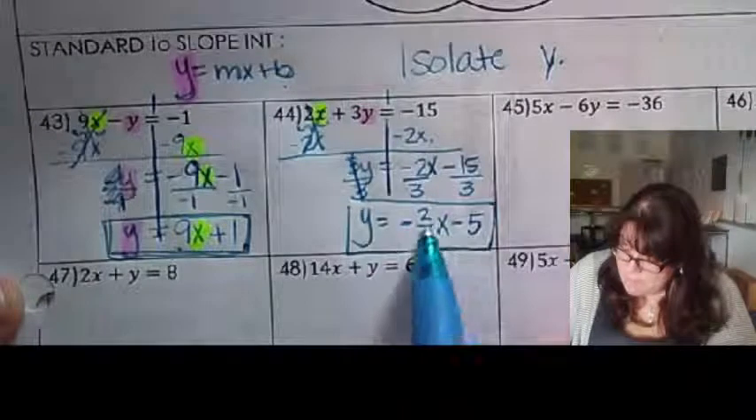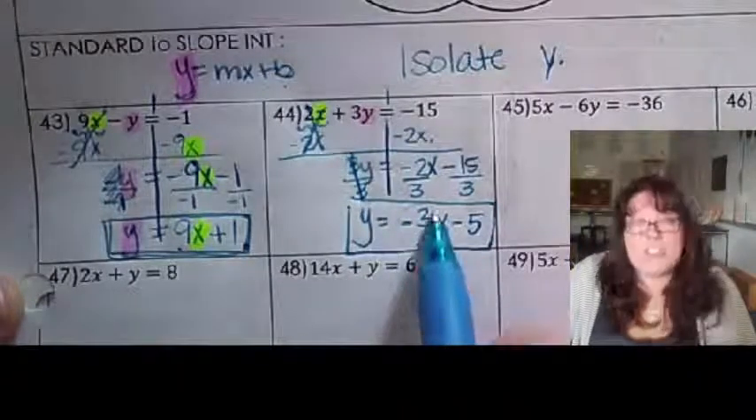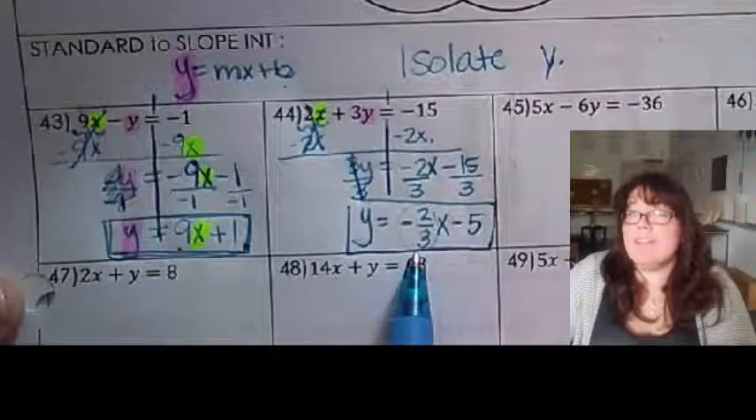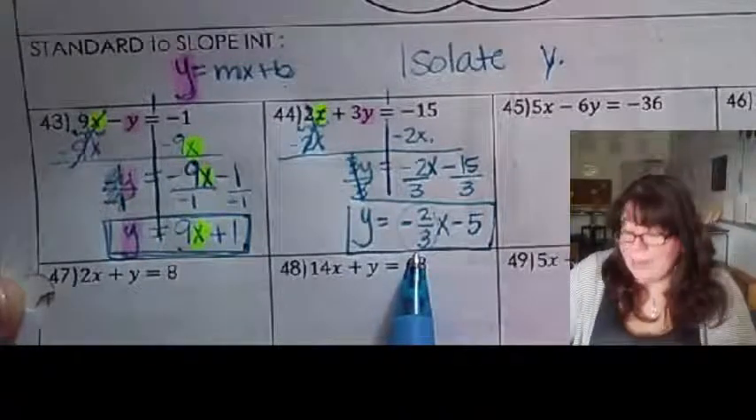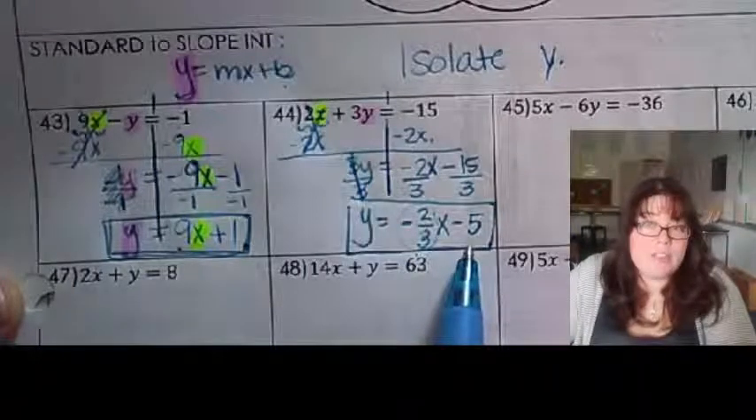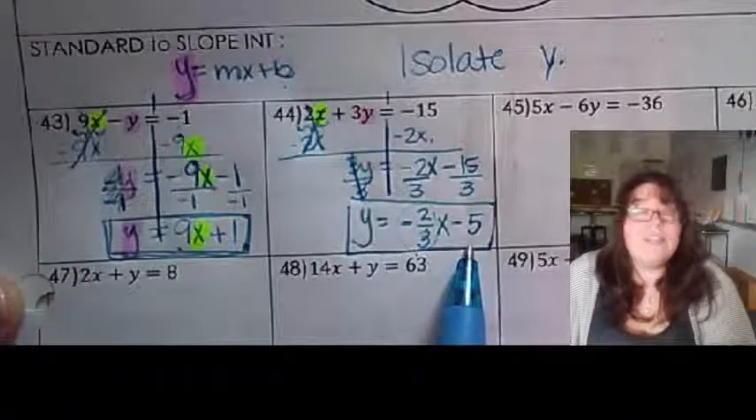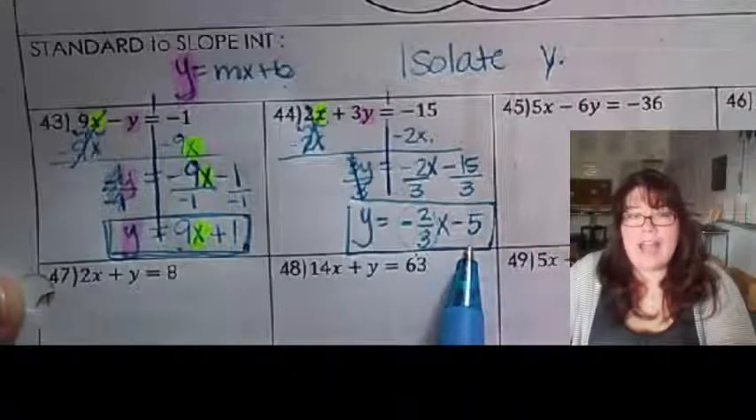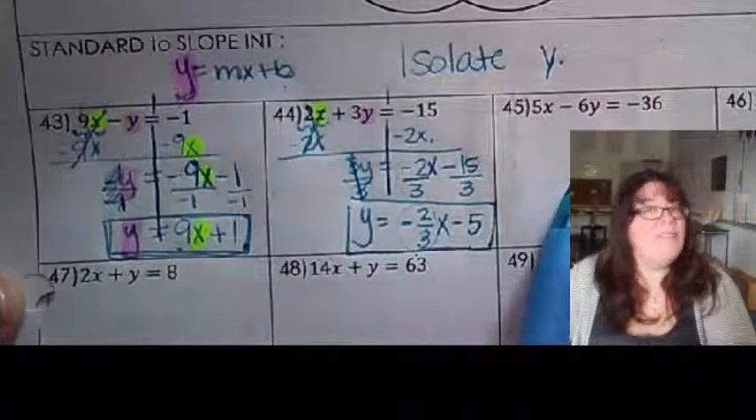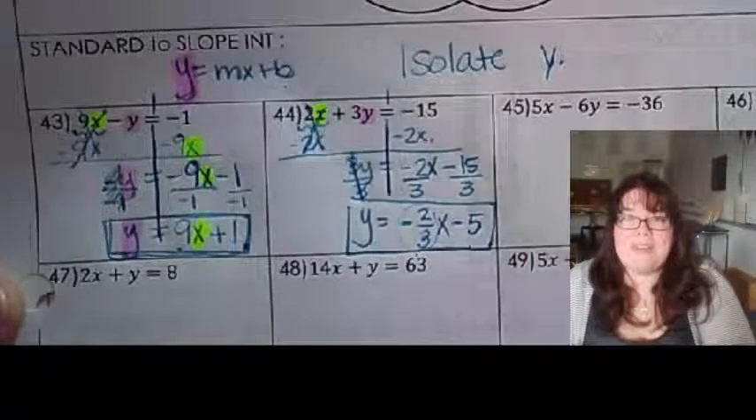That means negative 2/3 is my slope with a rise of negative 2 and a run of 3, and negative 5 is my y-intercept. So I could easily graph this using this equation. Why don't you pause the video, take a look at number 45, see if you can tackle that one. Come on back when you think you've got it.